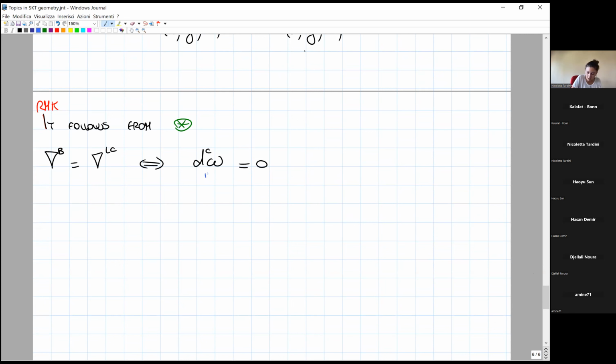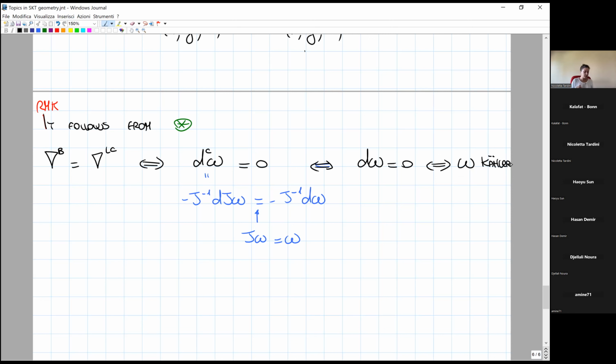But what is d^C of omega? d^C of omega is minus J^{-1} d J of omega. But J of omega is exactly equal to omega, because we said at the beginning that omega is a (1,1)-form. So this is equal to minus J^{-1} d omega. But J is an isomorphism. So d^C of omega equals zero is equivalent to saying that omega is closed, d omega is zero, which means that omega is Kähler. So you see, the Bismuth connection and the Levi-Civita connection coincide if and only if the metric is Kähler. So they coincide only on Kähler manifolds.